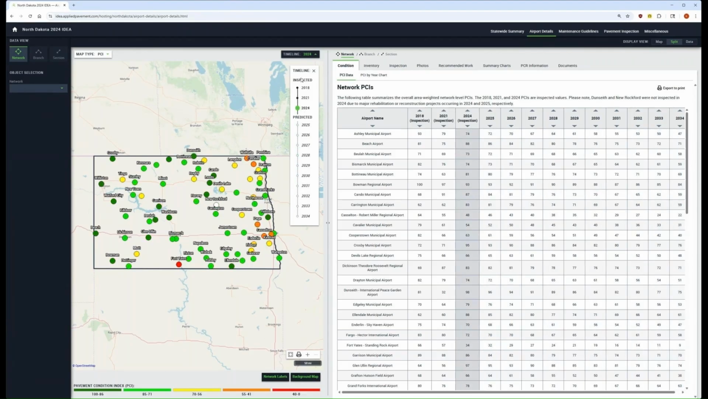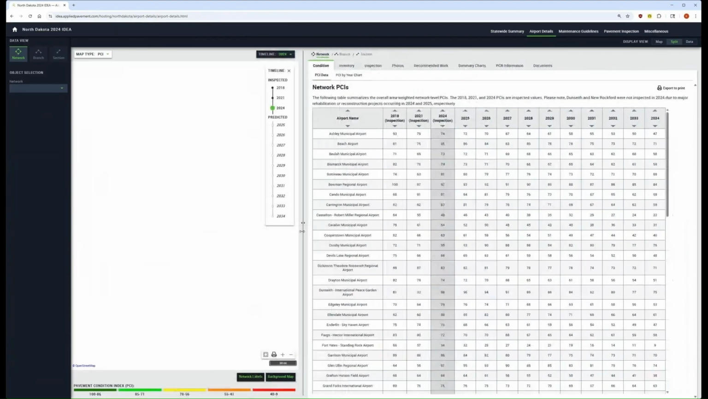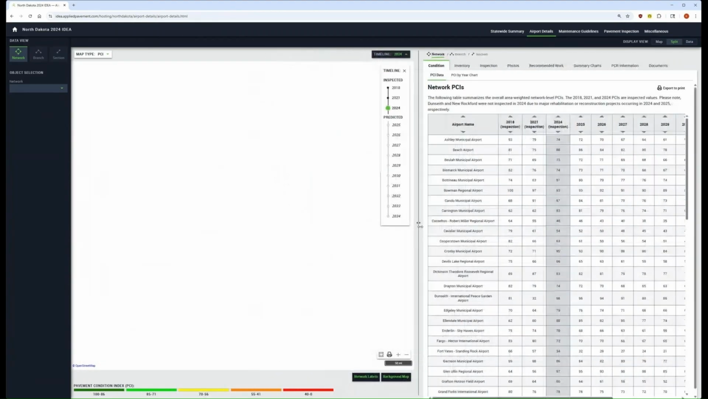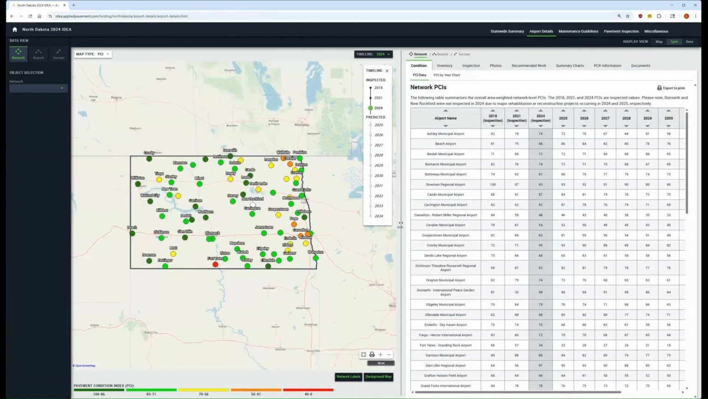It's key to remember which year you are selecting here and not to confuse, by accident, a current PCI with what is projected as a future PCI. One thing I would note, a new feature here: we have the ability to drag and resize these screens if you want to have more map and less data, or less map and more data.